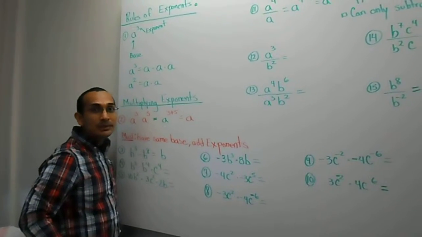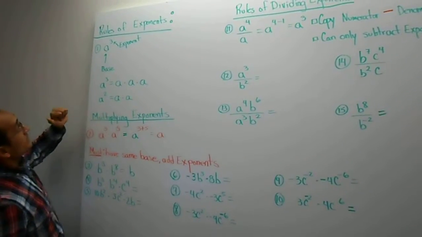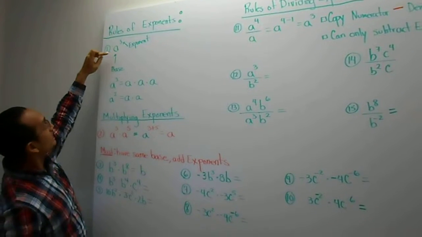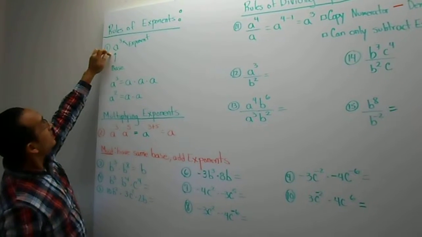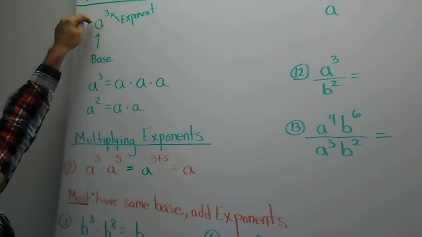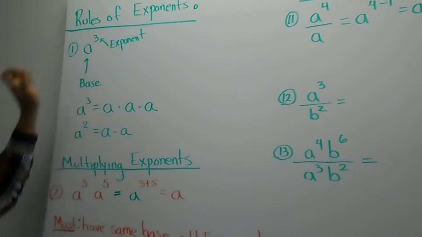Hi class, today we're going to be reviewing rules of exponents. Well, the base is the letter that is at the bottom. That's why we call it a base. Now the exponent is the number raised to that power, right? That base is raised to that power.